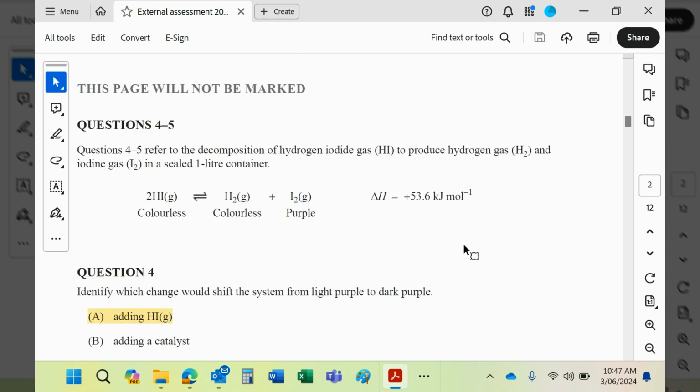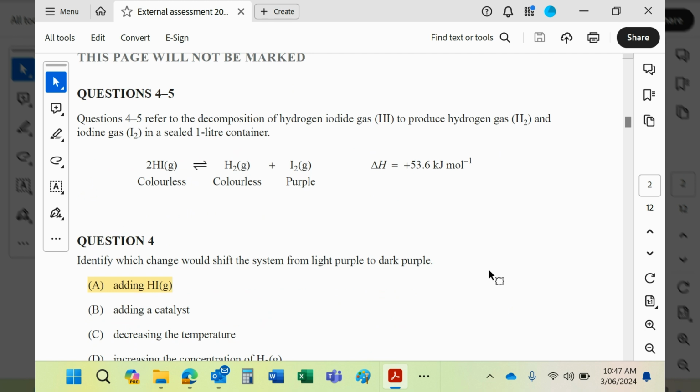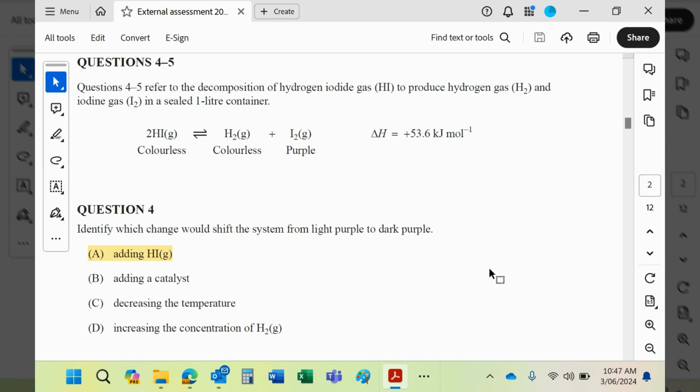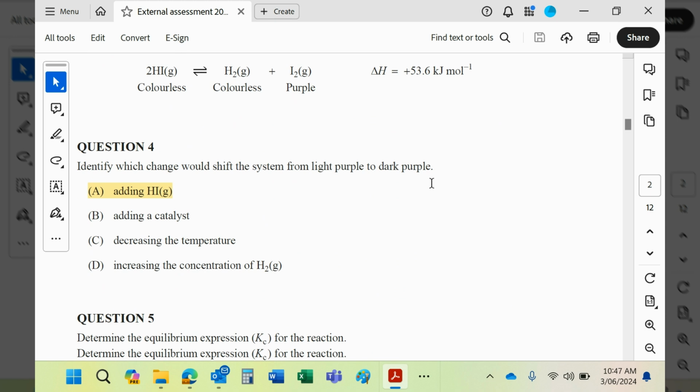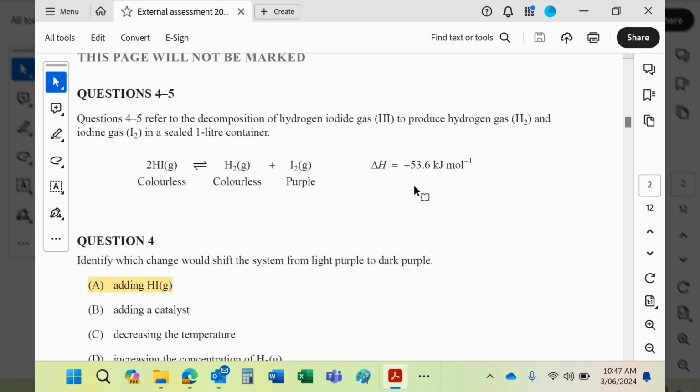Question four, decomposition of hydrogen iodide to produce hydrogen and iodine in a sealed container. You can see the change that would shift it from light purple to dark purple. In other words, we're talking about shifting the equilibrium to the right, and that is easily achieved by adding HI. If you add something, Le Chatelier says the system will oppose you and take it away, which it can do by shifting to the right. The Kc for the reaction would be the hydrogen concentration times the iodine concentration over the HI concentration squared.